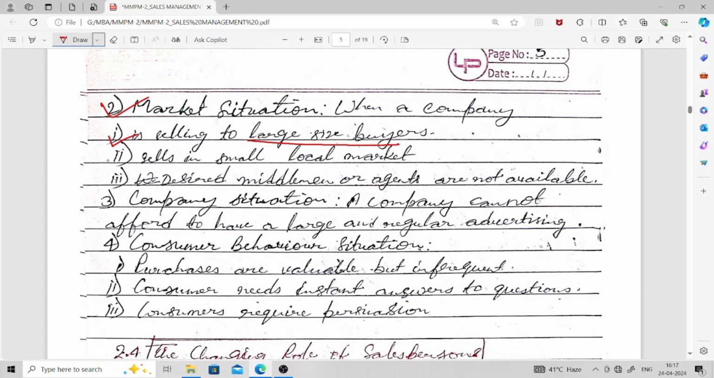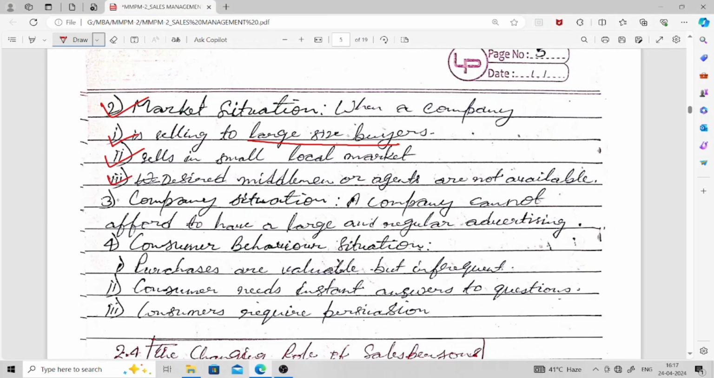Second, you have sales in a small local market. Whenever it is sold in a small local market, personal selling is preferable, because there is no need to spend money on advertisement or any other kind of marketing strategy. So there you need personal selling.